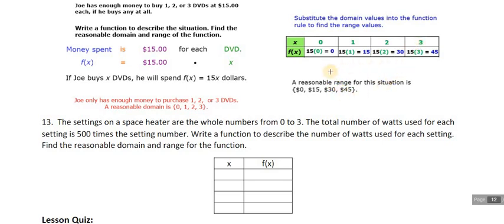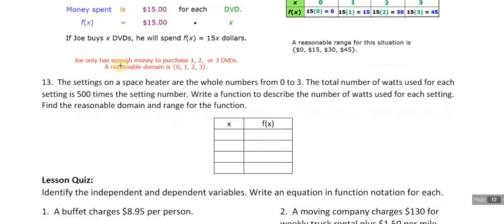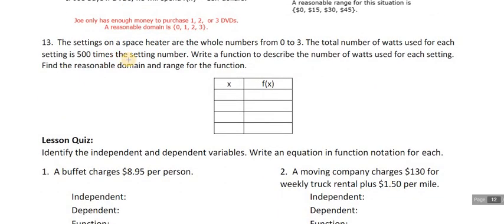So if we look at number 13, it says the settings on a space heater are the whole numbers from 0 to 3. Based on how high the number is, that's going to be how high, relatively speaking, the heat will get. The number of watts used for each setting is 500 times the setting number. Write a function to describe the number of watts used for each setting. Find the reasonable domain and range for the function.